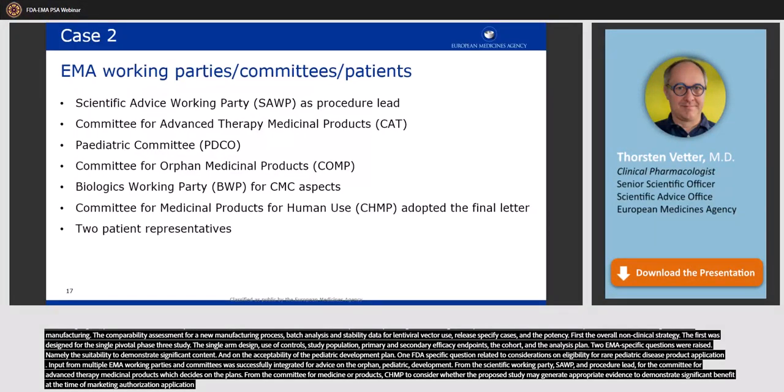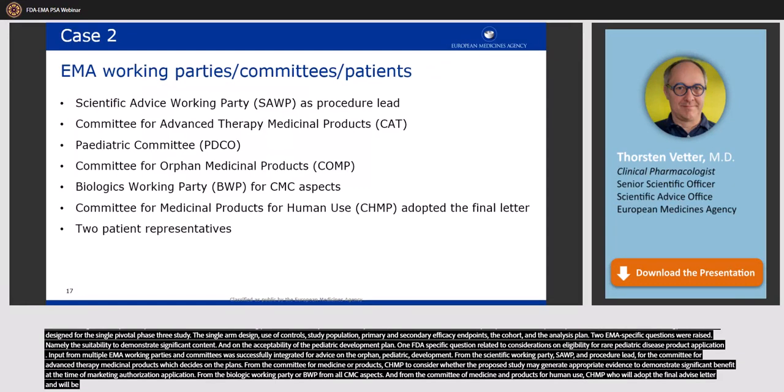From the Biologics Working Party, or BWP, for all CMC aspects. And from the Committee for Medicinal Products for Human Use, CHMP, who adopts the final advice letter and will be the final arbiter on benefit risk at the time of application for marketing authorization. Last but not least, 2 patient representatives provided valuable input and supported the discussion during the trilateral meeting.